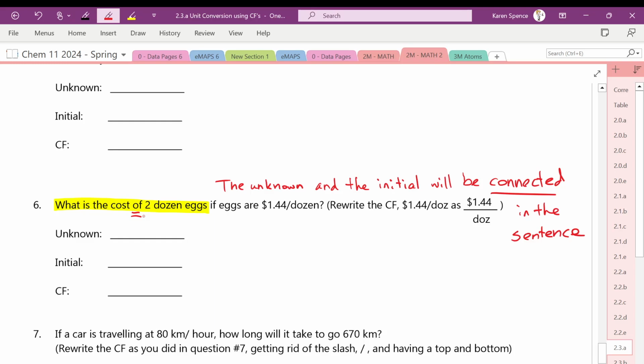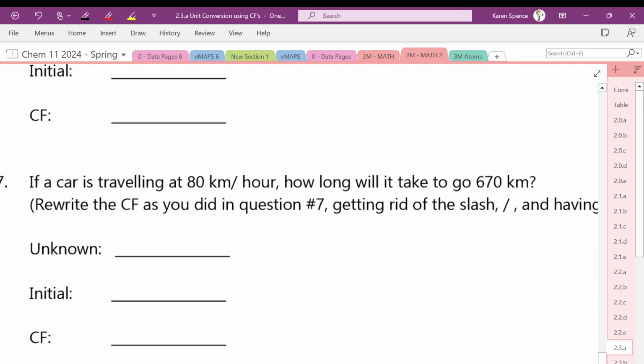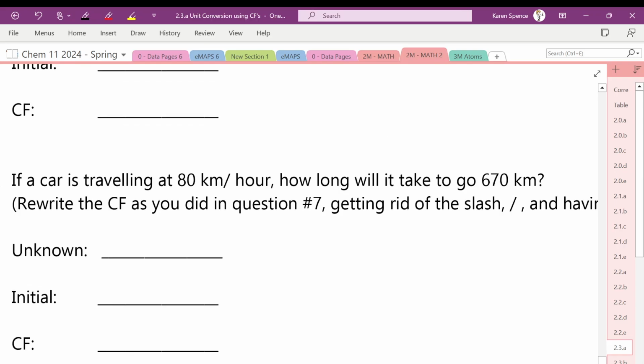So if you're having trouble finding the initial quantity in the question, like a lot of people get down to this one and they get a little bit confused, right? Because there's a lot of numbers. Which one is my initial? First thing you can know is that a conversion factor always has to have 2 things, 1 unit and a second unit, one over the other.